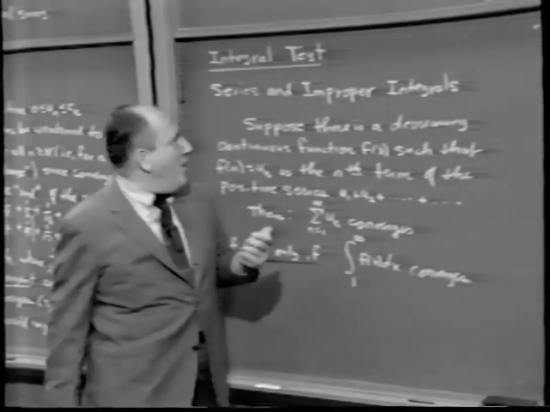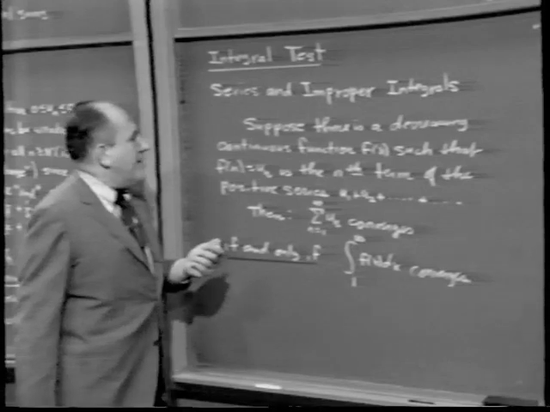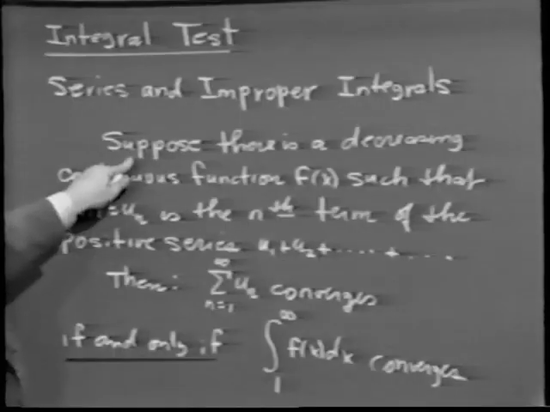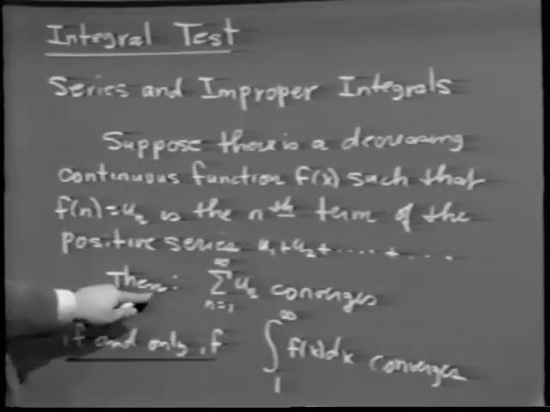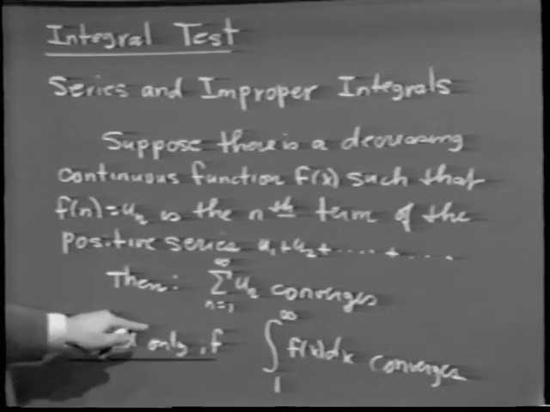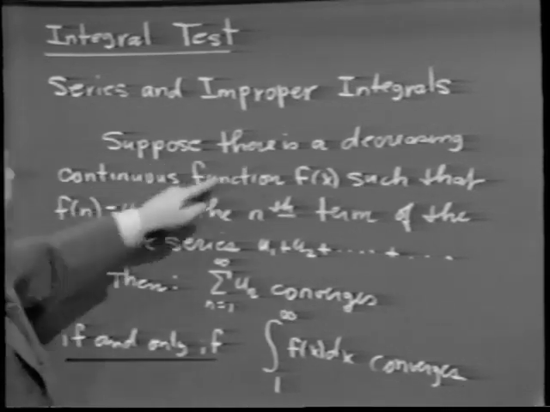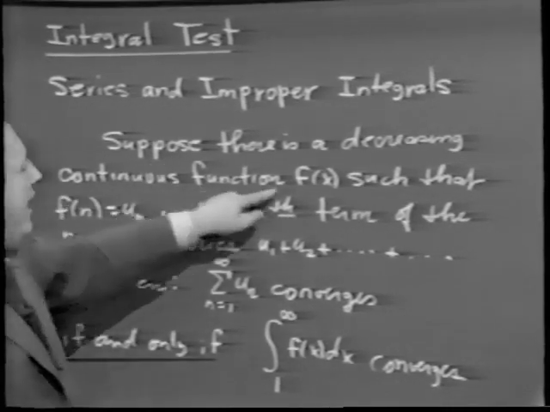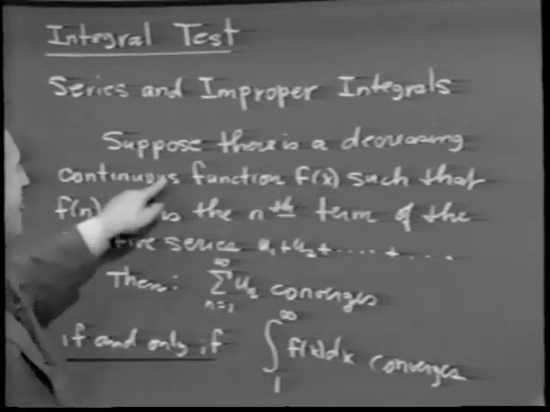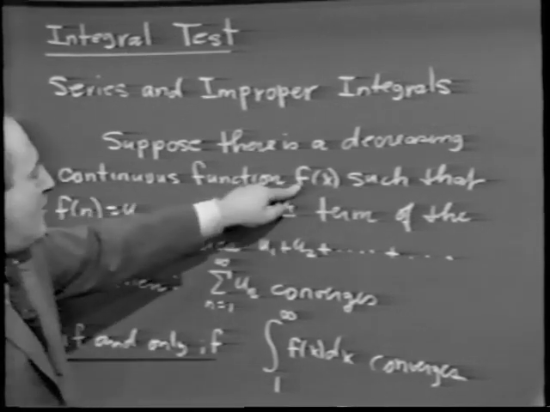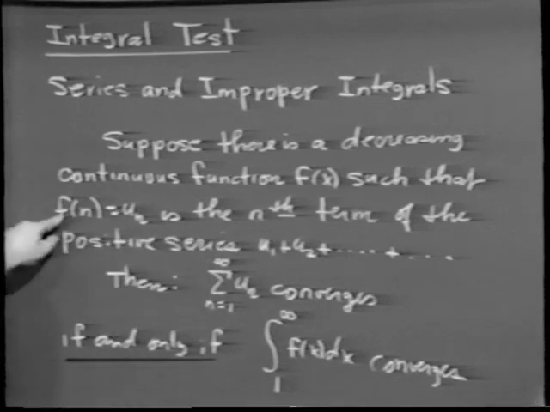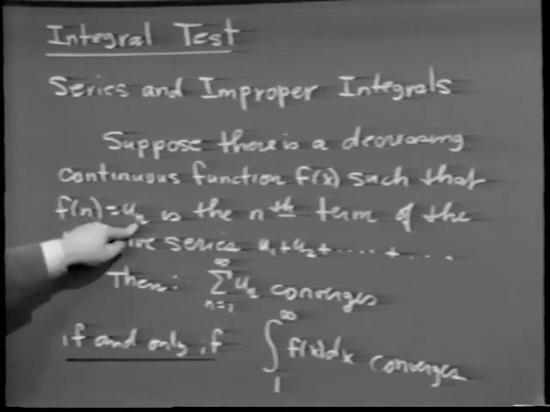And let me show you, first of all, what the integral test says. I've written out the formal statement here. I'll show you pictorially what this means in a moment. But it says, suppose there is a decreasing continuous function f of x. Notice the word continuous in here. That guarantees that we can integrate f of x, such that f evaluated at each integral value of x, say x equals n, is u sub n.